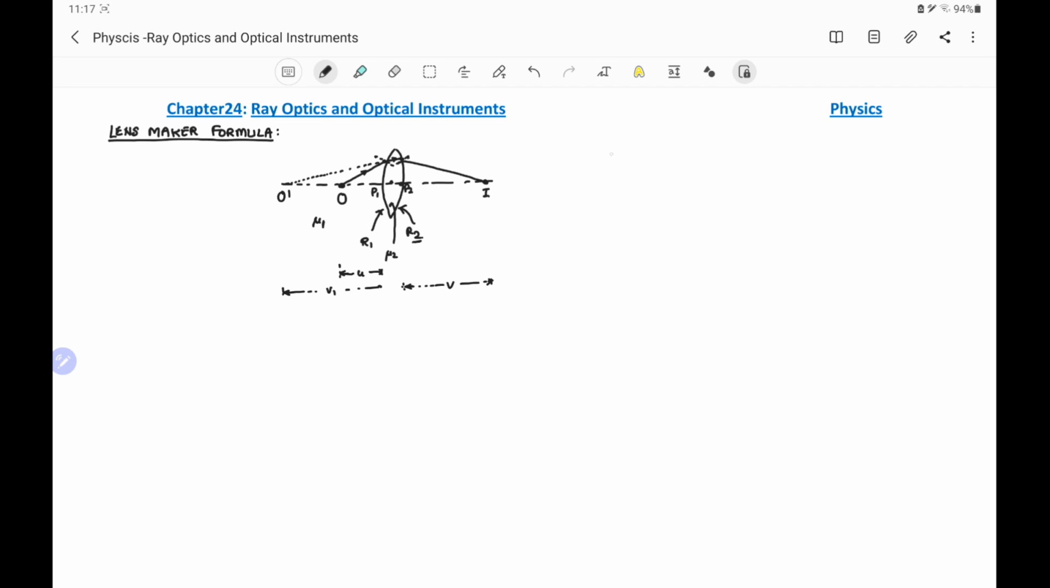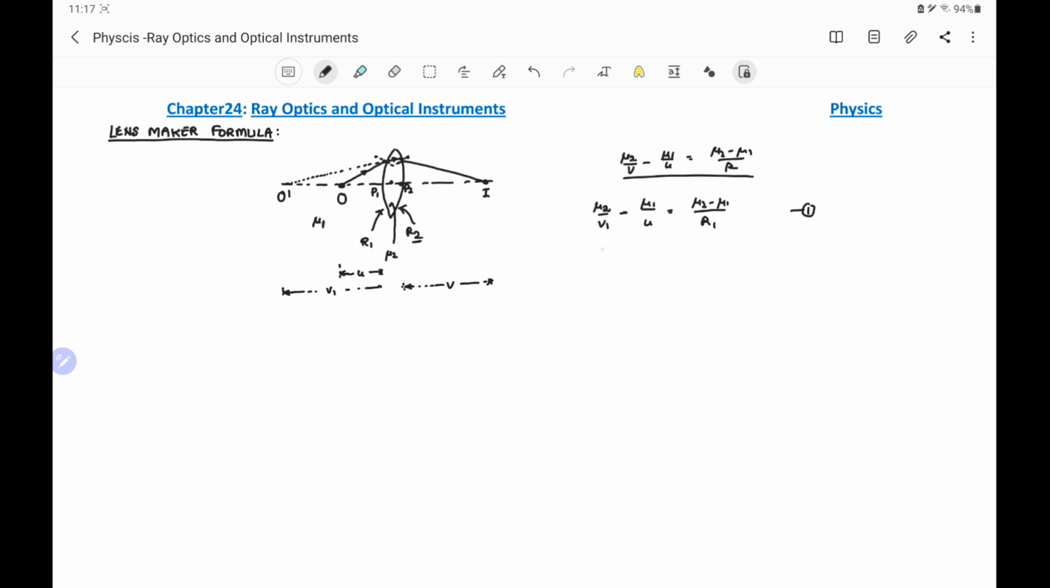Using the formula for spherical surfaces which we have earlier derived, that is mu2 by v minus mu1 by u equal to mu2 minus mu1 by r, we use this formula for interface 1. Then we get mu2 by v1 minus mu1 by u equal to mu2 minus mu1 by r1, where the radius of curvature of the first spherical surface is r1. This is equation number 1.